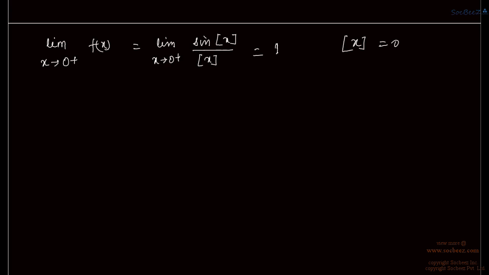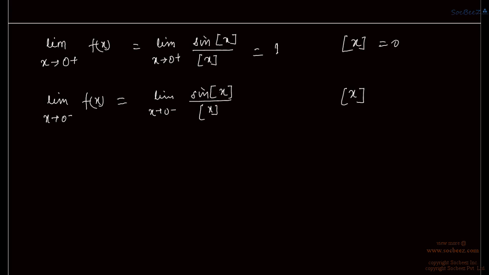Now, limit x tends to 0 minus f(x). If x is just less than 0, we have the greatest integer of x as minus 1, right? Suppose we have, say, minus 0.1. So what is its greatest integer? Its greatest integer is minus 1. So its value is sine minus 1 upon minus 1, which is not equal to 1.